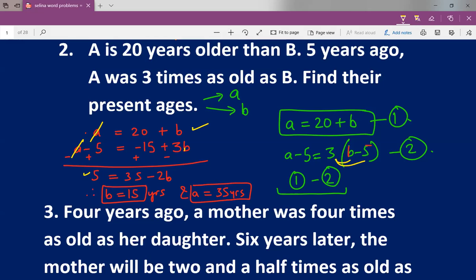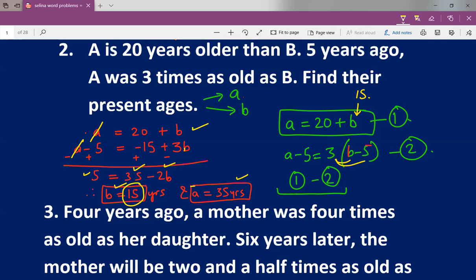So 20 plus 15 is 35. B minus 3B is minus 2B. And when I solve this, I get the value of B as 15 years. And how do I get A? I'll put this value of B here. So if this is 15 years, the value of A is 35 years. Now let us check. A is 20 years older than B. Yes, it is true.